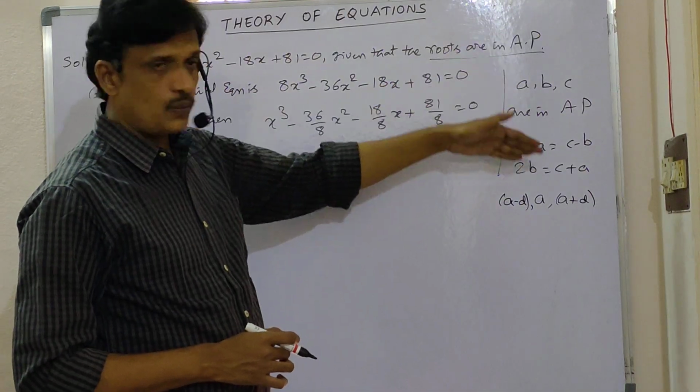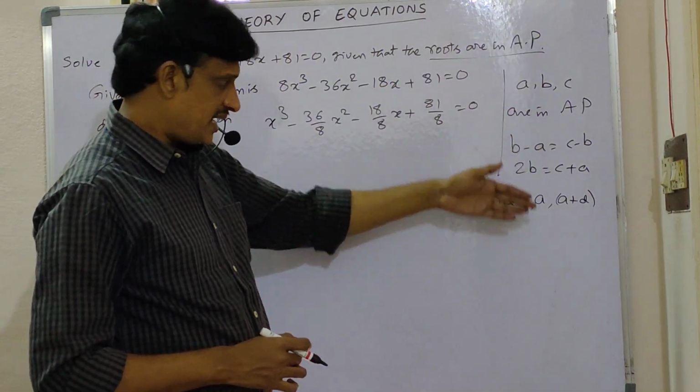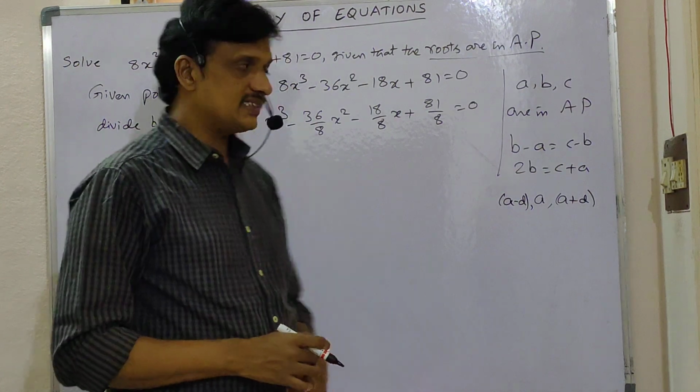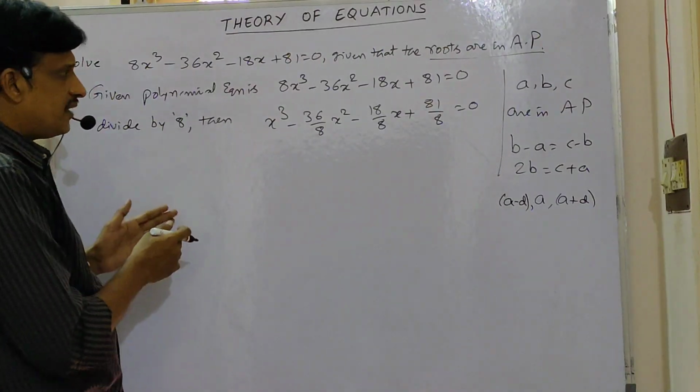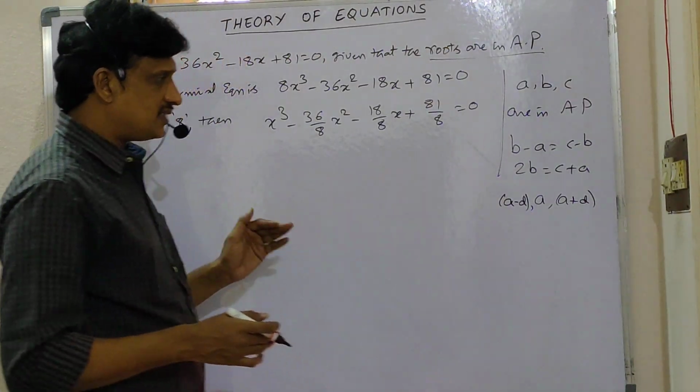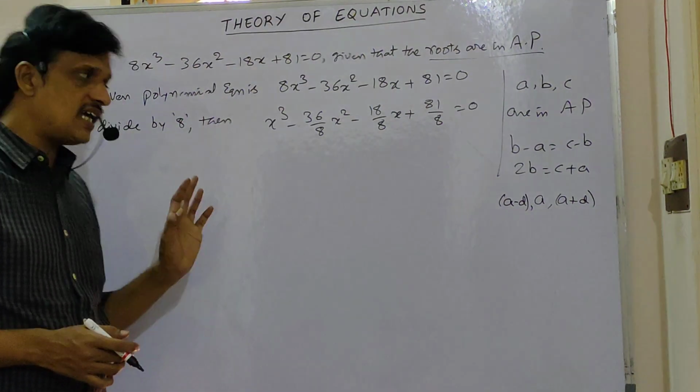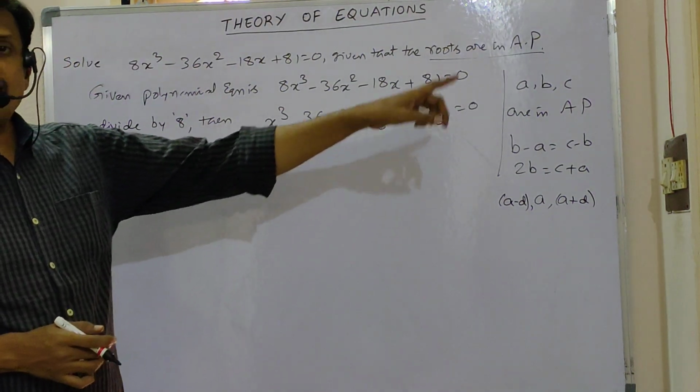Okay, instead of taking A, B, C as the roots and 2B equal to C plus A condition, it is easy to consider the roots like this. So whenever the given cubic equation has the roots in AP, you have to assume that the roots are A minus D, A and A plus D.